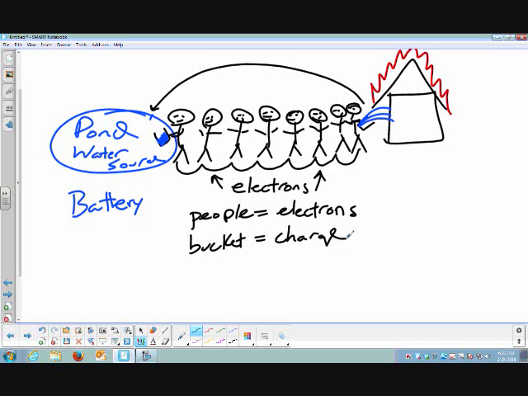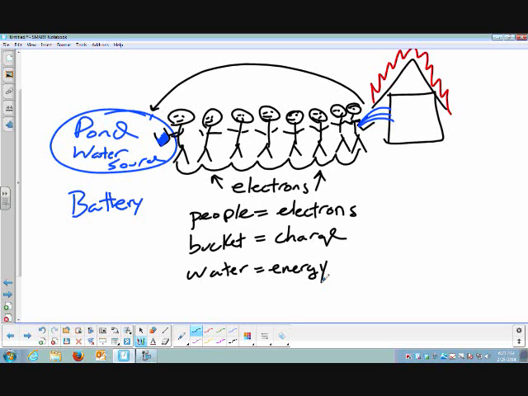And so the people pass on the bucket. The electrons pass on the charge from the battery to wherever. The bucket carries water, and in this analogy, water represents energy. The charge doesn't do the work. Energy does the work in the electrical circuit. The charge simply carries the energy.